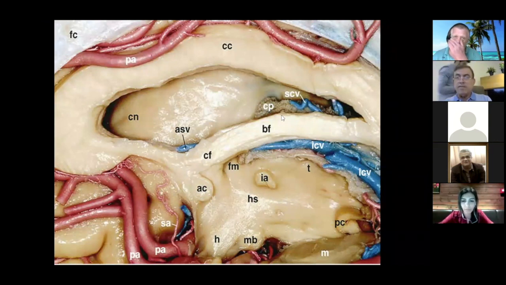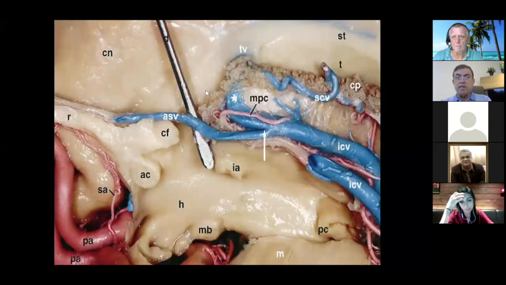This is the body of the fornix coming here to give the columns of the fornix. This is the anterior septal vein, anterior commissure. The anterior septal vein will join the vein coming from here, the thalamostriate, to form the internal cerebral vein. Now, if we take that off, you will see this junction. The anterior septal vein joining the thalamostriate vein, which comes and takes tributaries from the anterior, middle, and posterior caudate veins. And this is important to know.